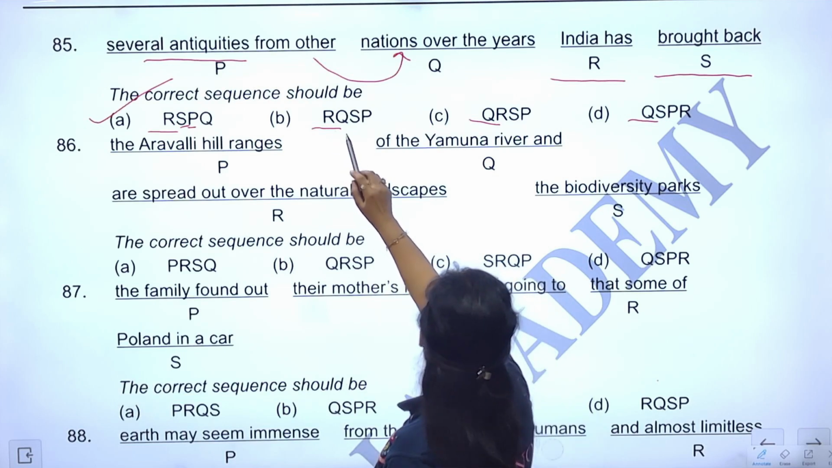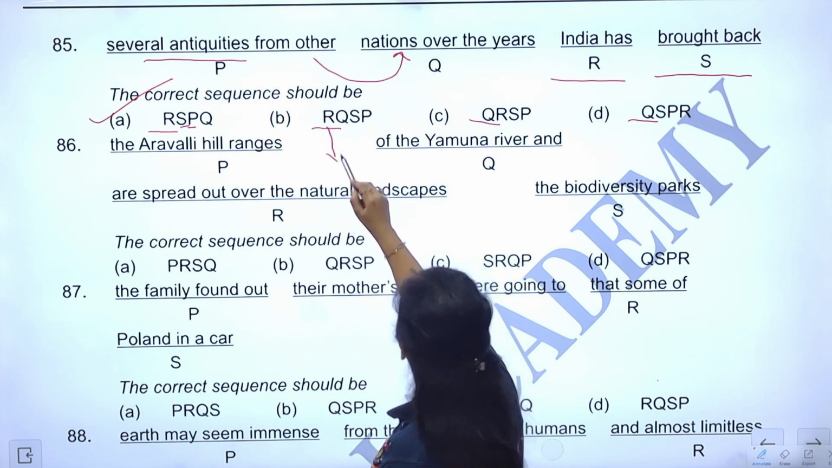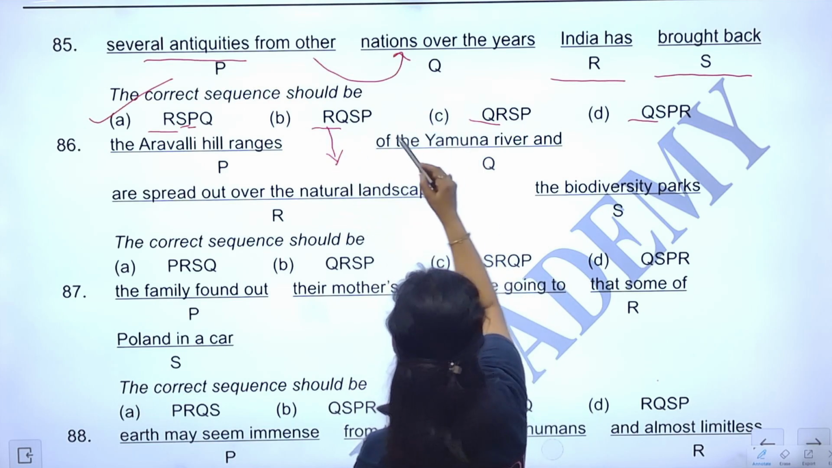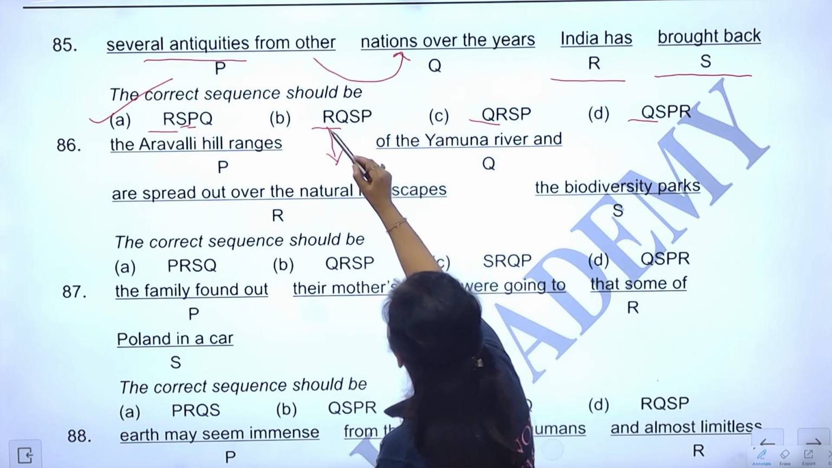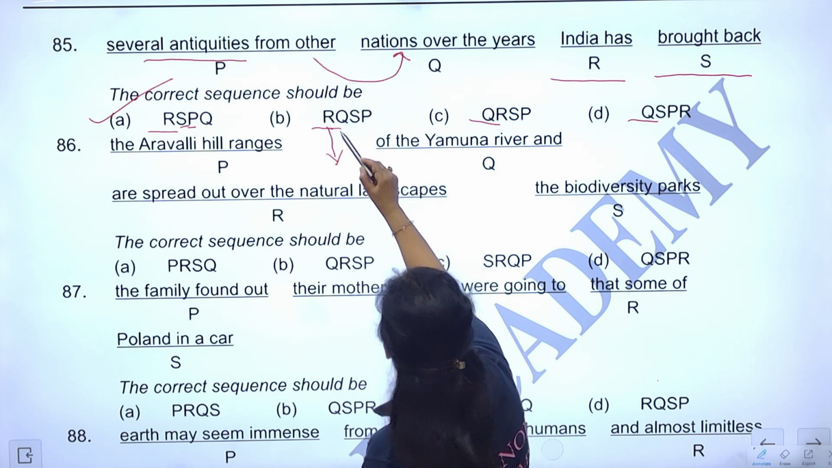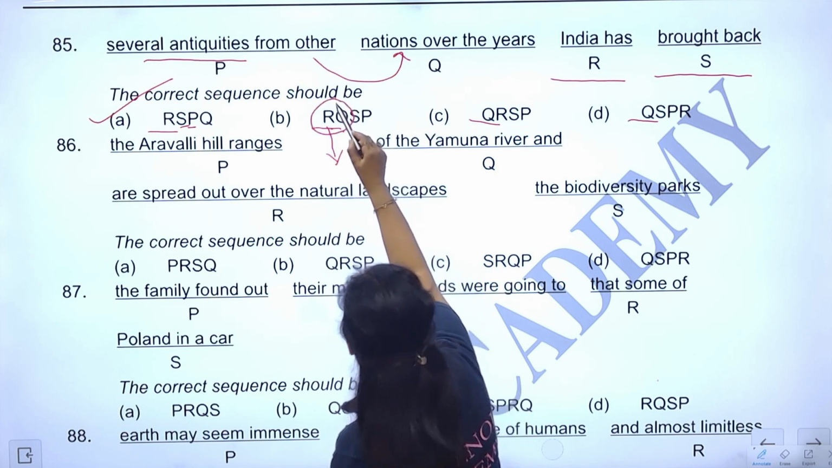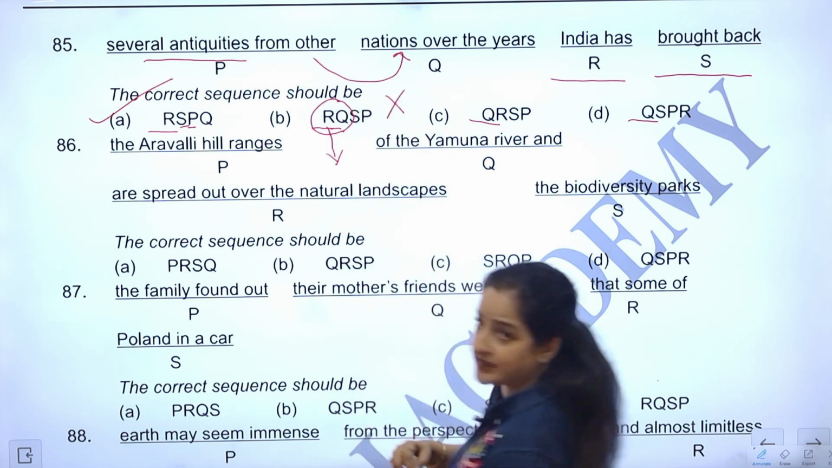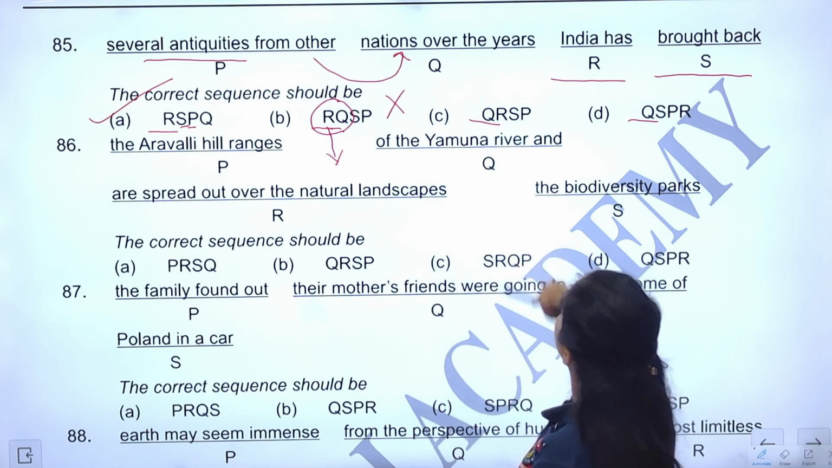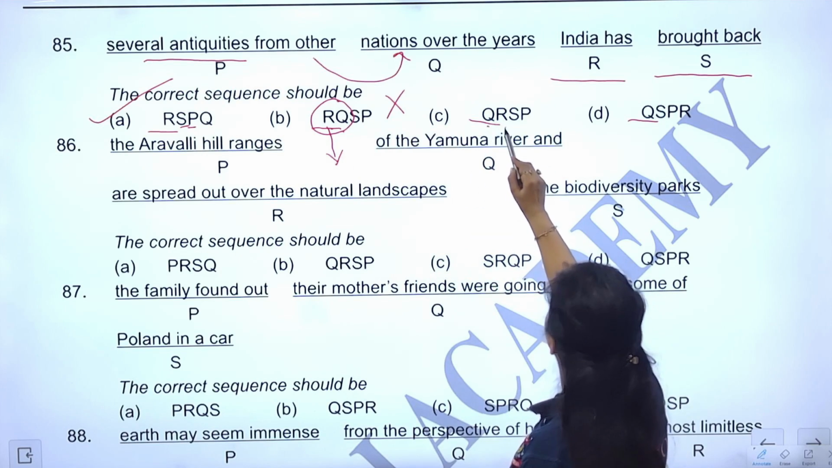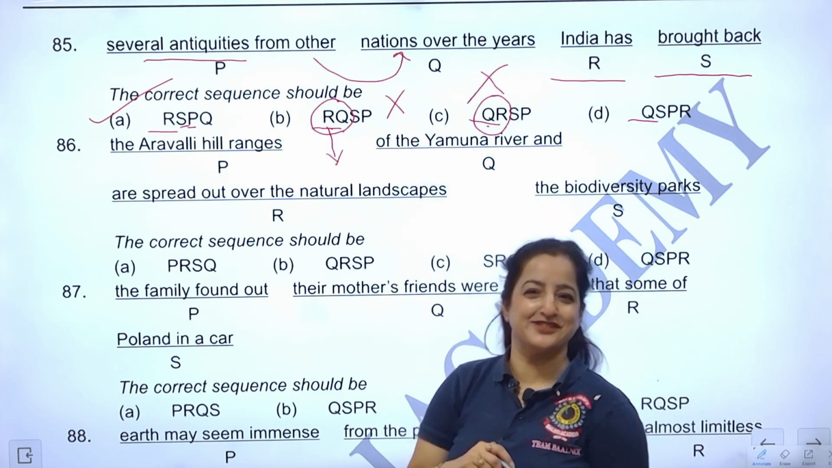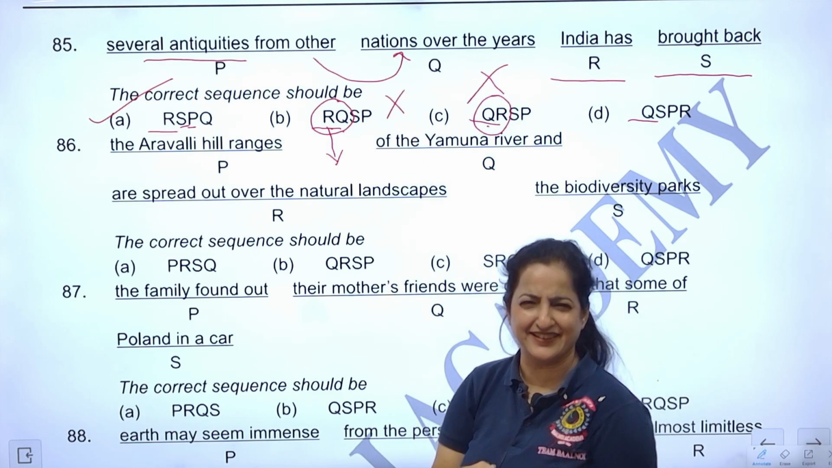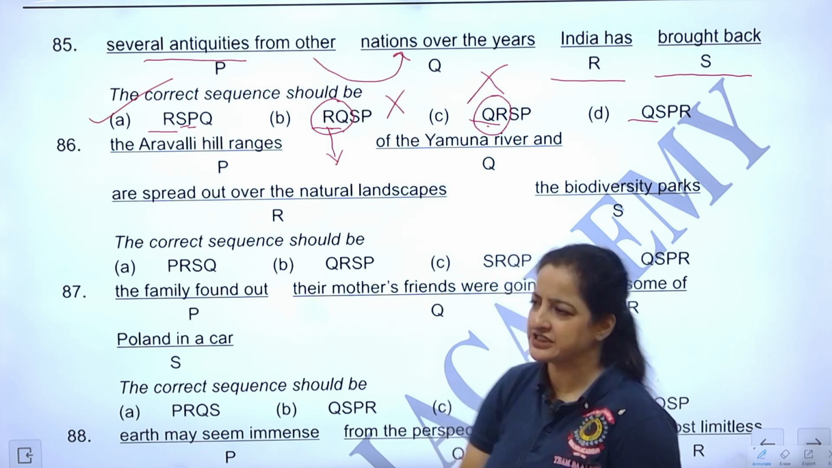We'll read. India has brought back nations over, no, only India has, I have to read. India has nations over the years. Does this make sense? India has nations over the years? No, it doesn't. How about QR? Nations over the years, India has. Horrible, terrible. This is not how we begin sentences, and it really doesn't make sense, meaningless.